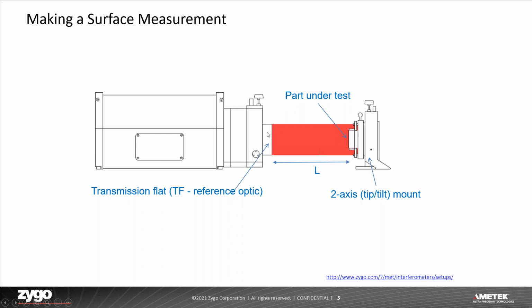So you'll get an interference from this reference optic to the front surface of your part. Unfortunately, if this part is plane parallel, you're also going to get interference from the reference optic to the back surface of the part. That's when you get that second fringe pattern.